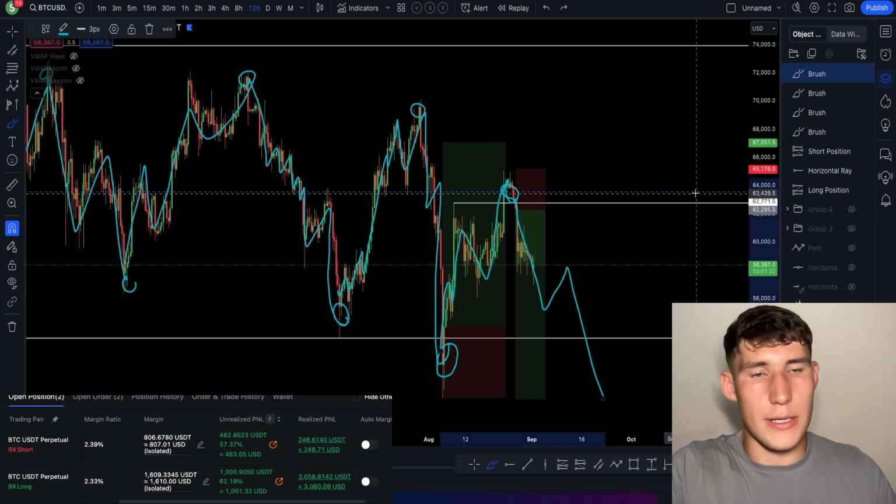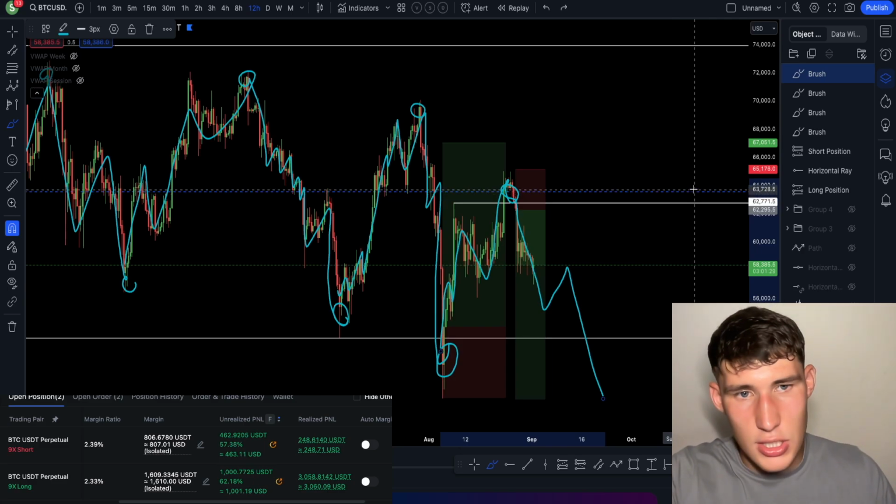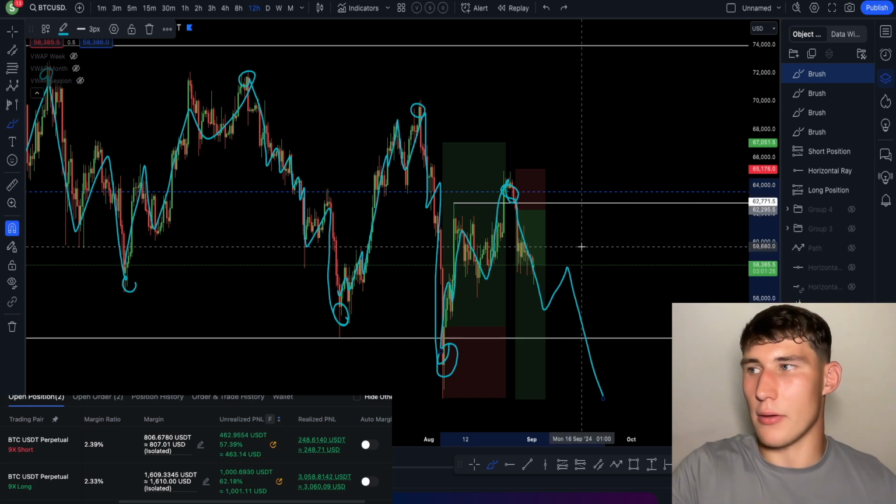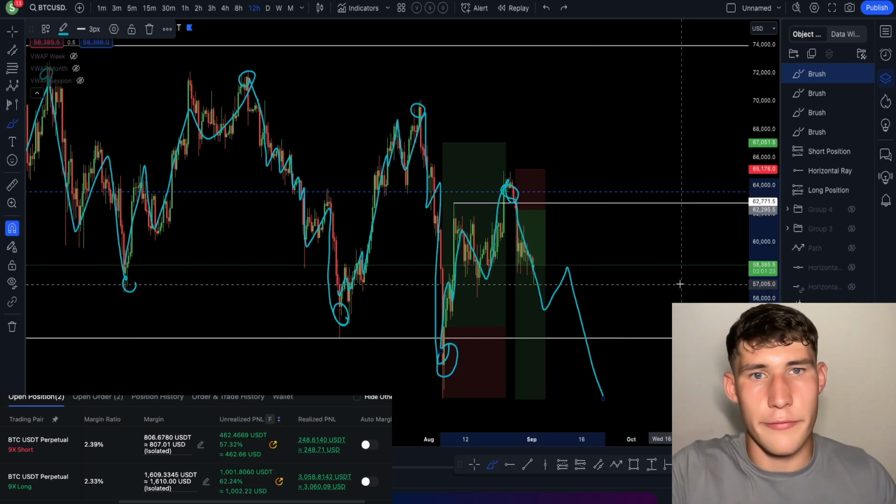Of course, this may not happen. But this is the trend that I'm looking to continue to trade and to play out. So this is kind of what I'm looking for at this moment in time.